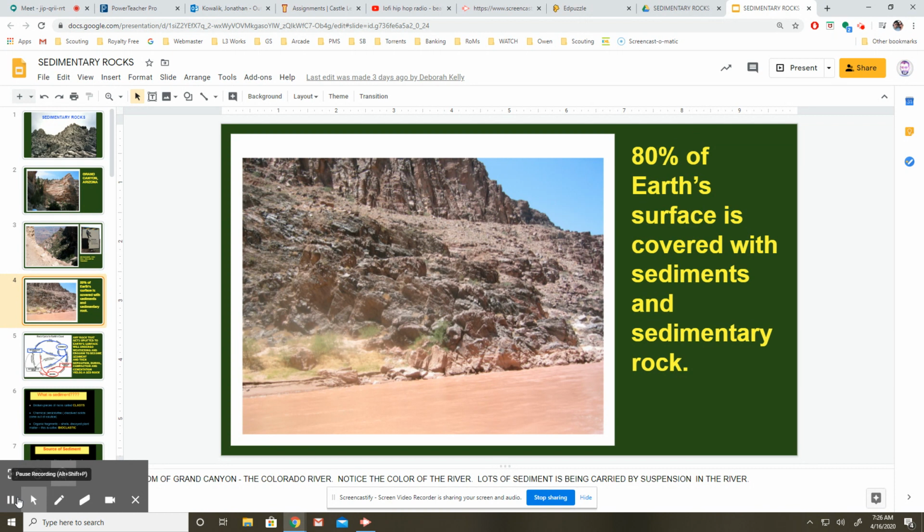Another side note about this image is that the Grand Canyon is formed by one thing, and it's right here in the foreground. This is the Colorado River. Moving water formed the entire Grand Canyon.